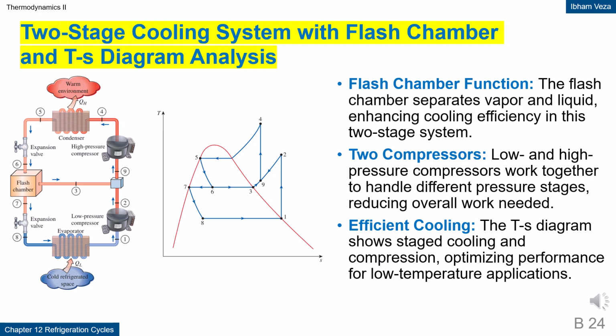Two-stage cooling system with flash chamber. This system uses a flash chamber to separate liquid and vapor after the first expansion process. The vapor goes directly to the high-pressure compressor, while the liquid undergoes further expansion before entering the evaporator. With two compressors operating at different pressure levels, the total work can be reduced. The TS diagram shows a staged cooling process that is closer to ideal behavior. This system is suitable for low-temperature applications.